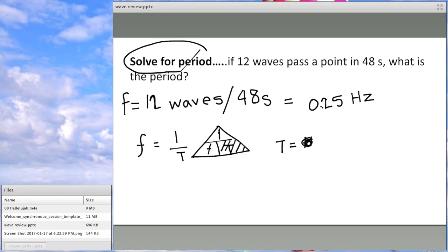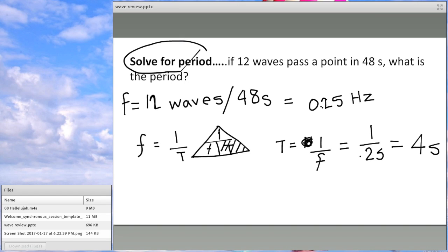Okay. So I'm going to do 1 divided by f. I'm going to do 1 divided by 0.25. And I should get a whole number, because anytime you divide by a decimal, you usually get a bigger number. So let's see. 1 divided by 0.25. I'm going to get 4. I should have known that. 4 seconds. Okay, so that's the period.